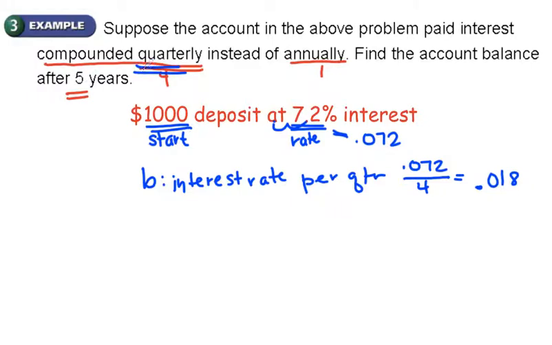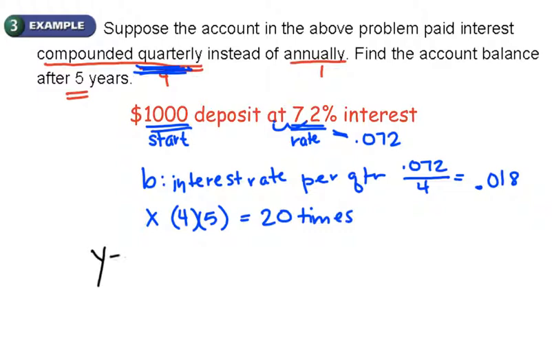Now, compounded quarterly means every 3 months it is being compounded. It's being done 4 times a year, so every year it's being compounded 4 times. Over the course of 5 years, that would be 4 times a year times 5 years, so that is 20 times that it is compounded. Now we have enough information to set this up and solve it.